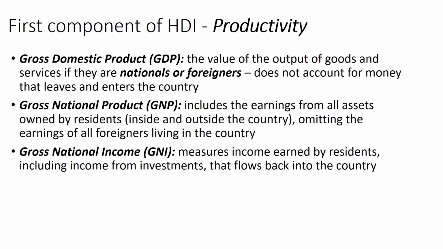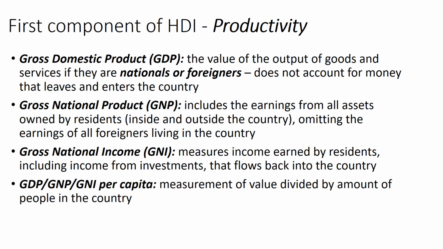Okay, then we move on to gross national income. By definition, measures income earned by residents, including income from investments that flow back into the country. So this is going to count money that's made in other countries that go back to the country. That's essentially it. So very confusing acronyms. Just understand that each one of these just measures how much a country is made, and there's small technicalities that kind of differentiate whether we're going to count foreign investment or not.